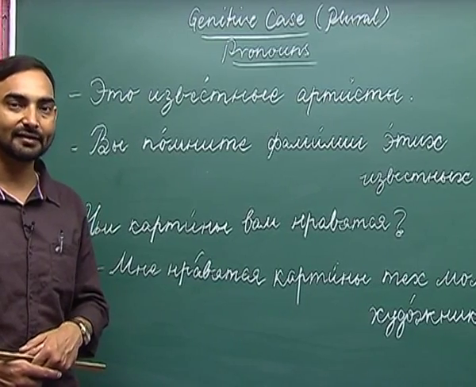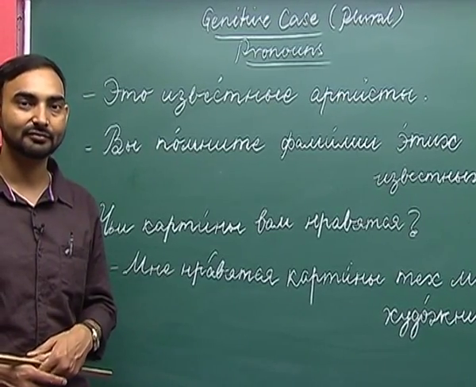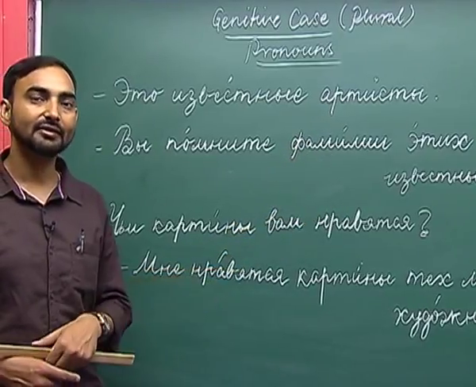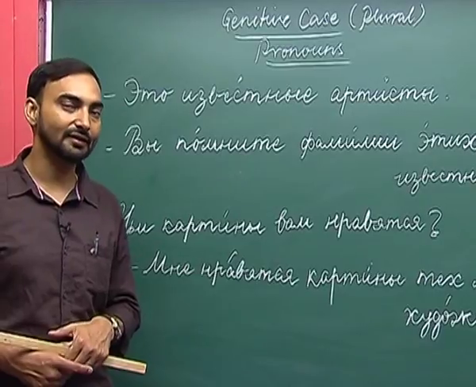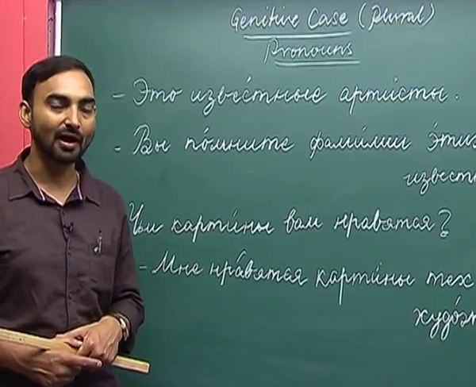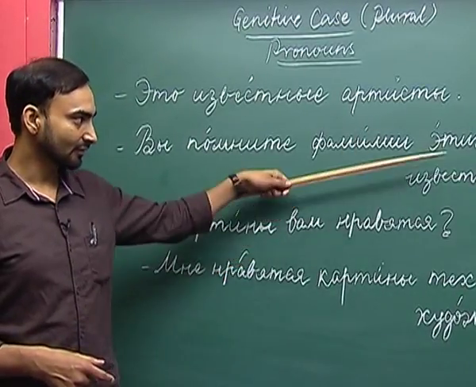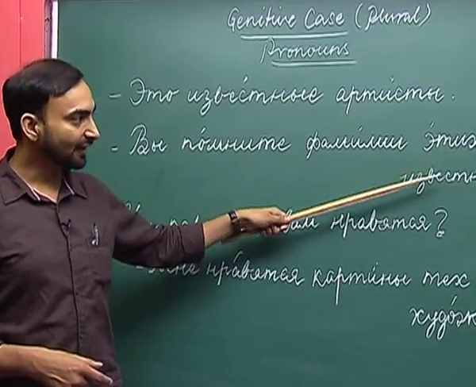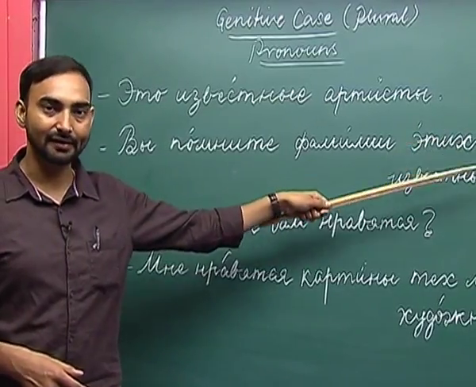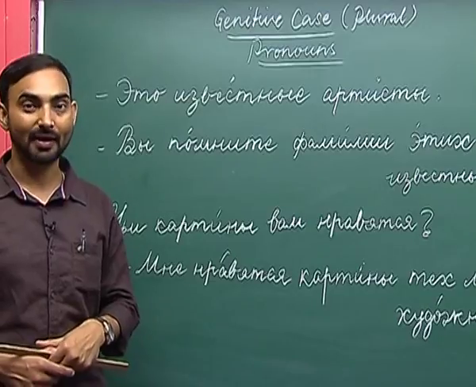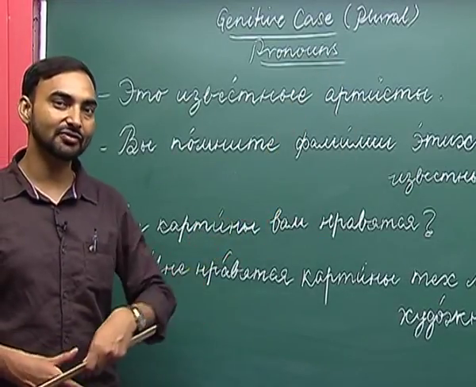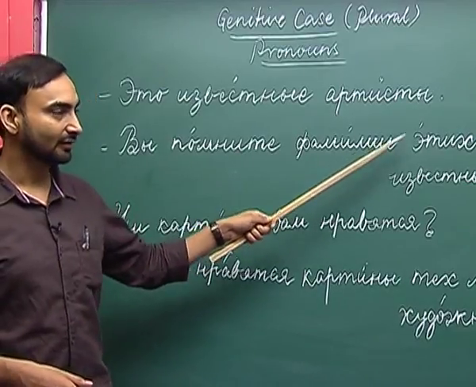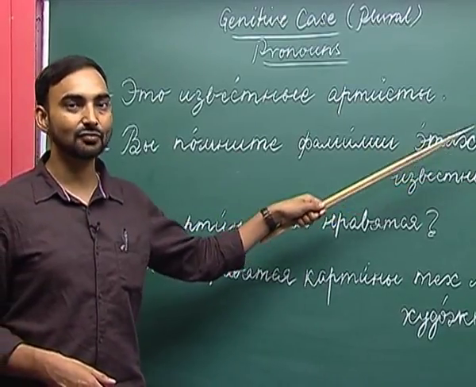So, basically the changes are the same as we have changed the possessive pronouns. If you remember, possessive pronouns in the genitive case plural are formed when we add an additional "х" at the end. So, мой, моя, моё, мои, and мои changes to моих in the genitive plural. The same way, эти changes to этих.